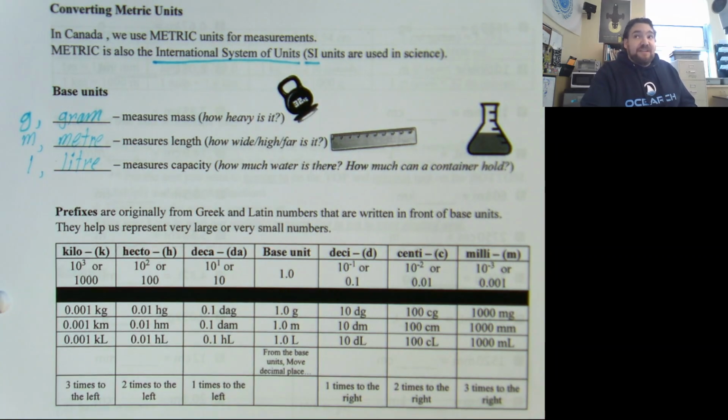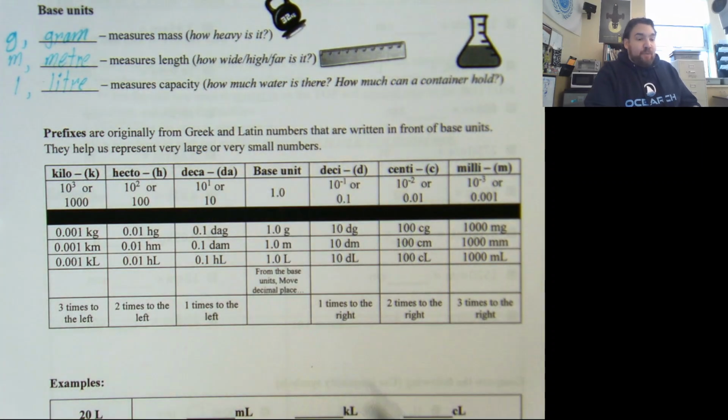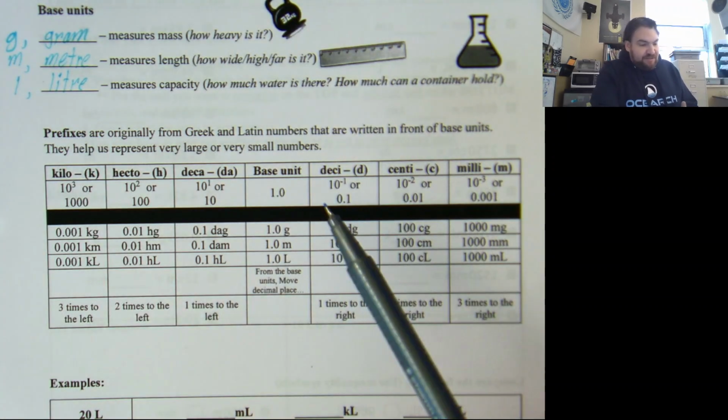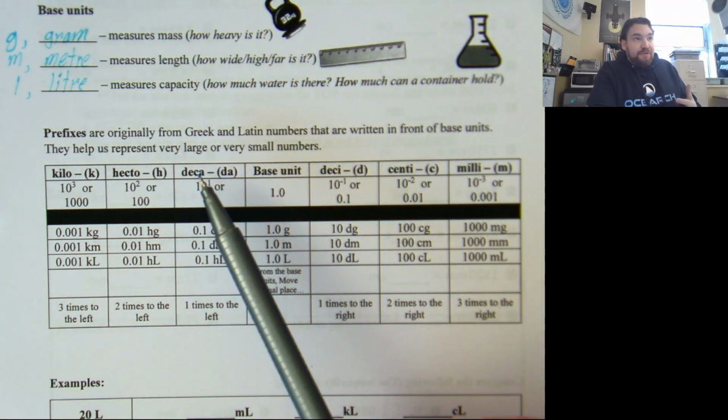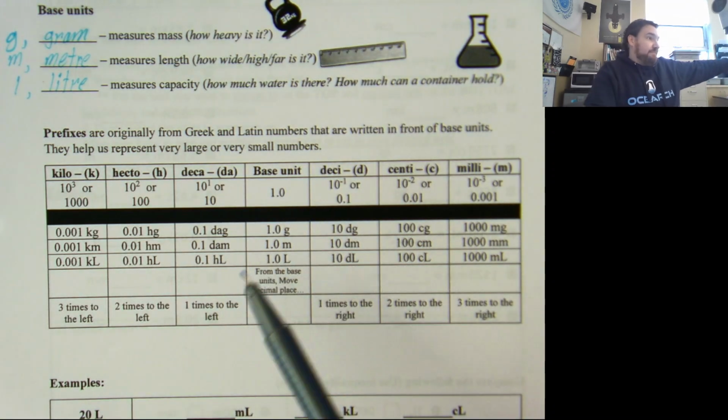So then prefixes, originally Greek and Latin words, are written in front of those base units to give us multiples of that base unit.